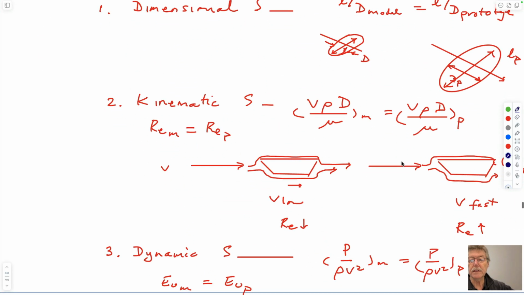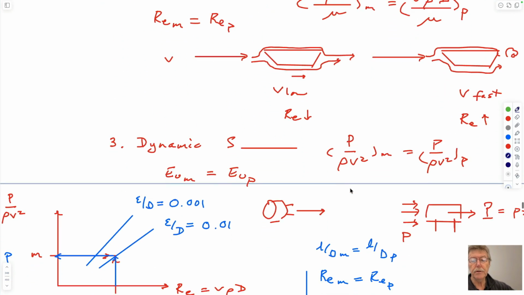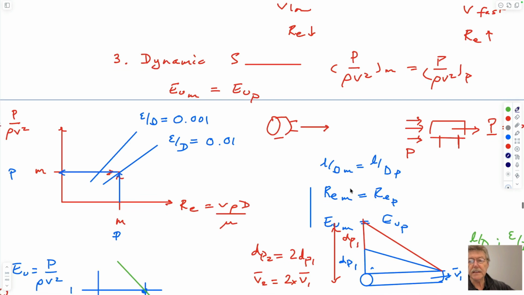Kinematics would be that the Reynolds numbers match between model and prototype. So if you had a pipe this size and you want to have a pipe this size and you can't get it in the lab, then you'd want to have the Reynolds numbers matching, which means the flow regimes are matching between model and prototype. And if that's the case, then we would measure the pressure drops in the model, and apply it to the other system.